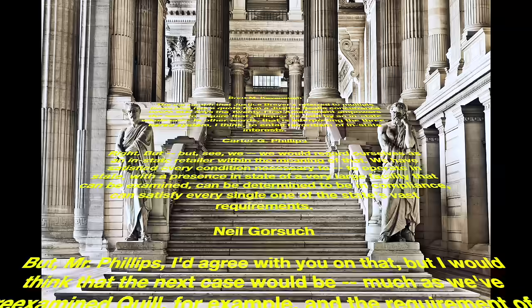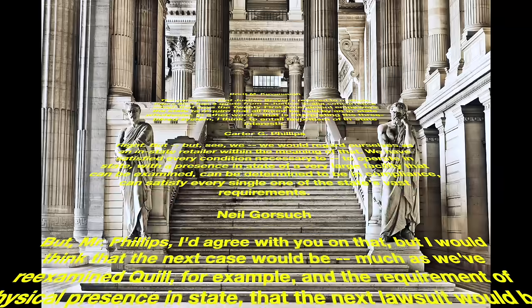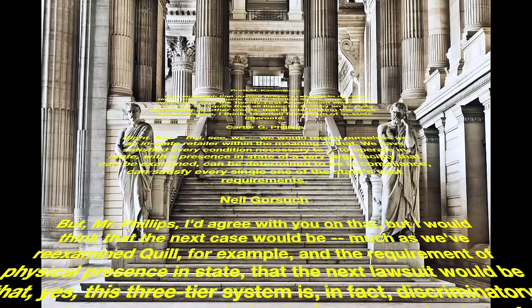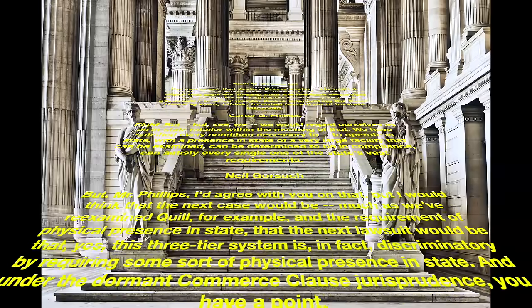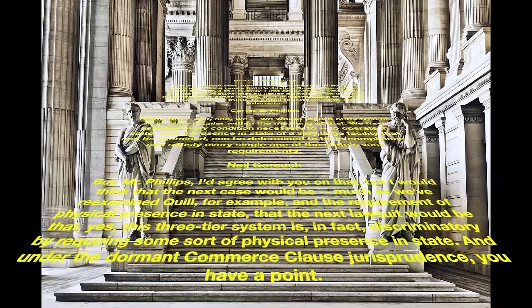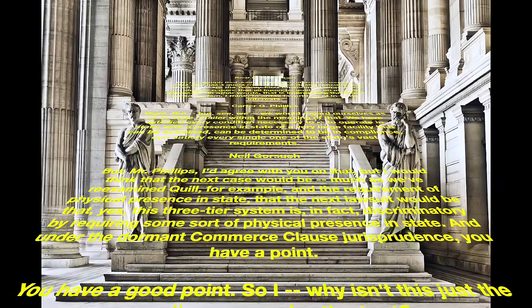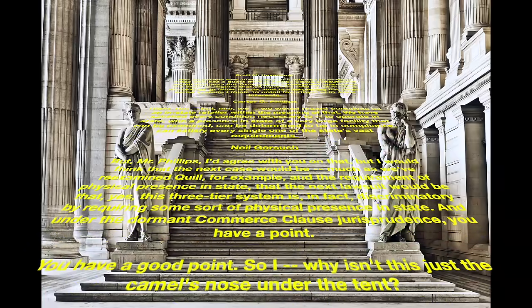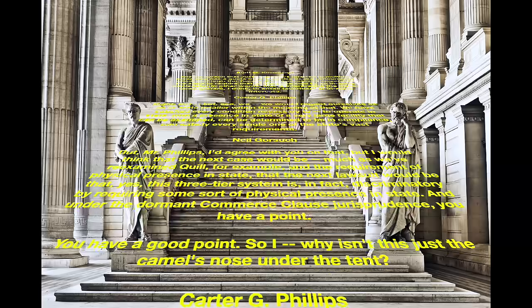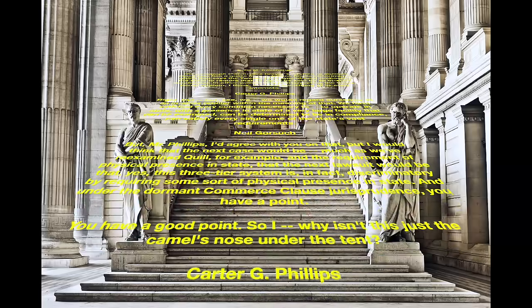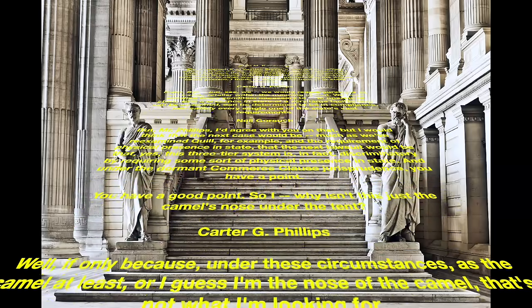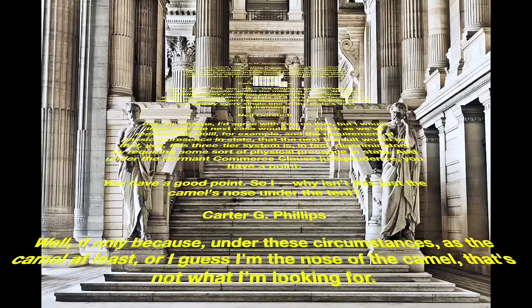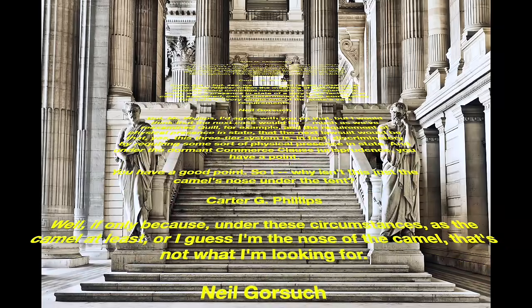Phillips, I'd agree with you on that, but I would think that the next case would be, much as we've re-examined Quill, for example, and the requirement of physical presence in state, that the next lawsuit would be that, yes, this three-tier system is in fact discriminatory by requiring some sort of physical presence in state. And under the Dormant Commerce Clause jurisprudence, you have a point. You have a good point. So why isn't this just the camel's nose under the tent?